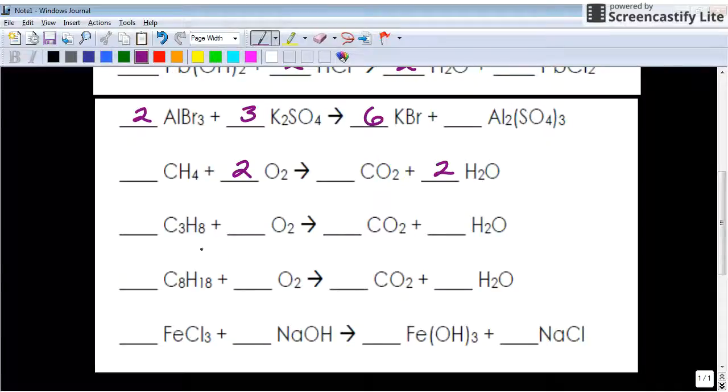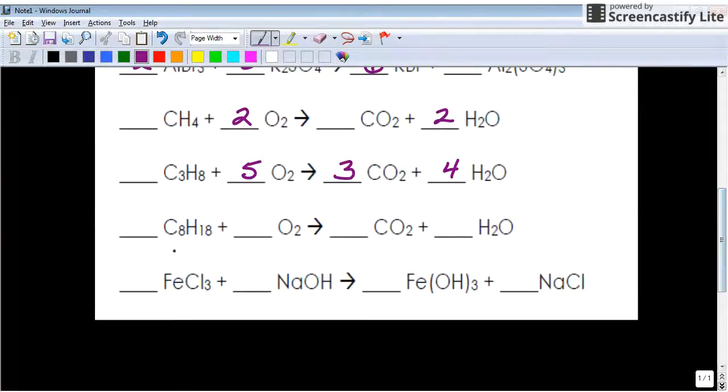Okay, next one. This is propane, and we've got 3 carbons here, so we need a coefficient of 3 out front here. Again, then we'll go to the hydrogen. We've got 8, so we'll need to put a coefficient of 4 here. 4 times 2 is our 8. Okay, so next we've got 3 times 2 is 6 oxygen, plus another 4 oxygen makes 10 oxygen. So to fix that problem, we'd have 5 oxygen.